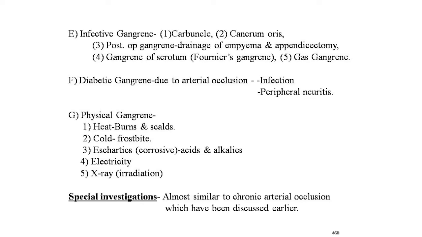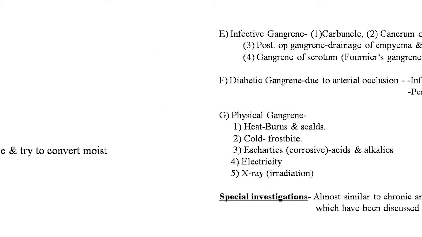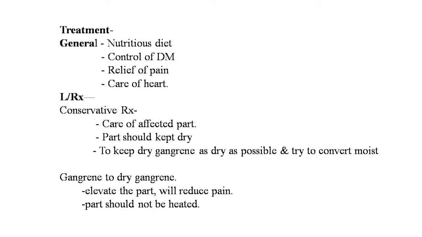Now the investigations to be made in gangrene are almost similar to those of chronic arterial occlusion, which have been discussed earlier in our previous lecture. And treatment is general and local. General treatment includes a nutritious diet, control of diabetes, relief of pain and care of the heart. Local treatment is conservative, that is care of the affected part should be taken. The part should be kept dry. Attempt should always be made to keep the gangrene dry.